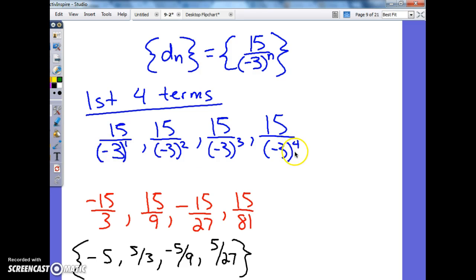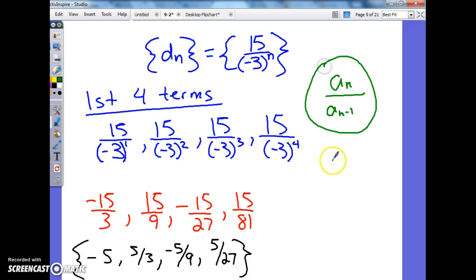Now I'll get my common ratio. How do I get from here to here? I multiply by r, times r, times r. How do I figure out what r is? A term divided by the preceding term. That would be a sub n, some term, divided by a sub n minus 1, the preceding term. That equals r.